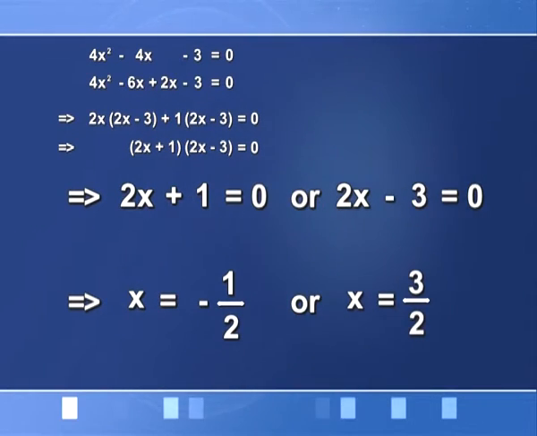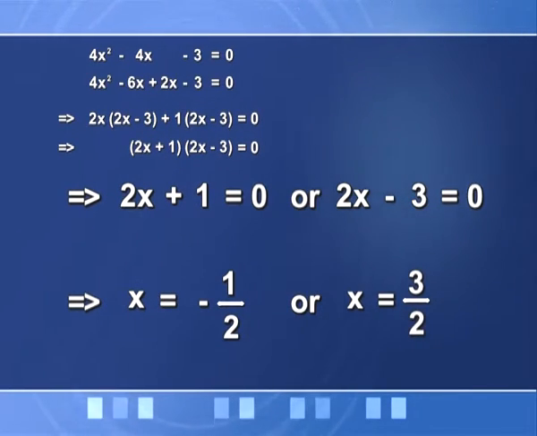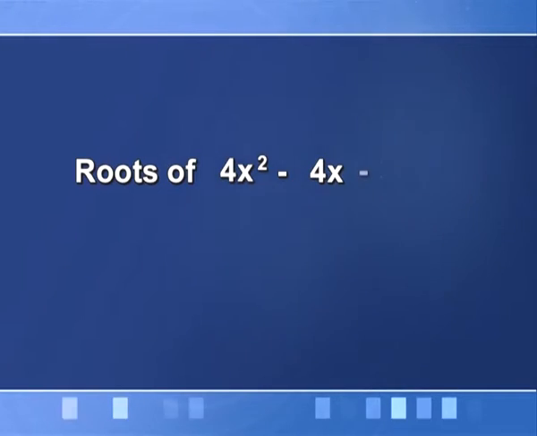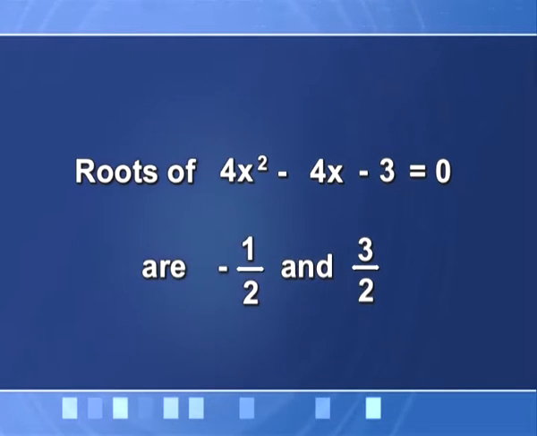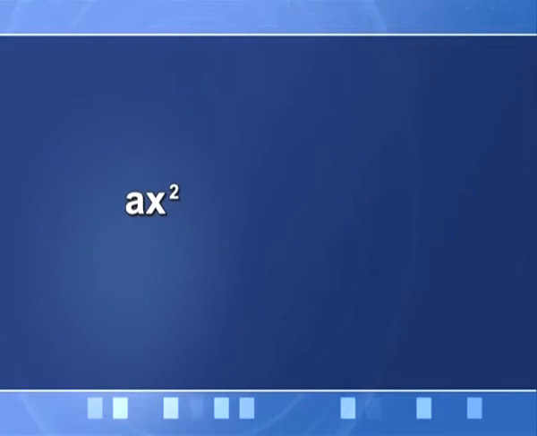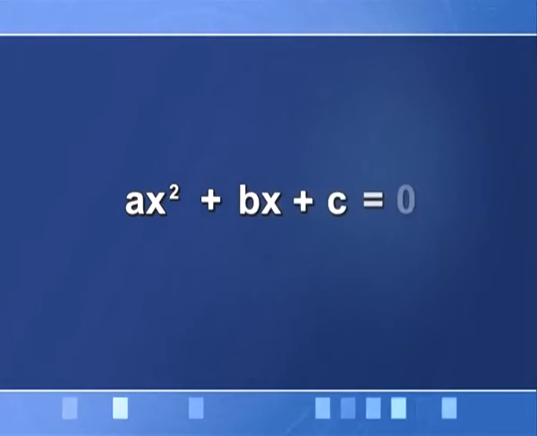This means -1/2 and 3/2 are the roots of the equation 4x² - 4x - 3 = 0. Now, let us go back to the general form of the quadratic equation, ax² + bx + c = 0. Just now, a little while back, we solved two equations by factorizing. Can we factorize this and solve it?